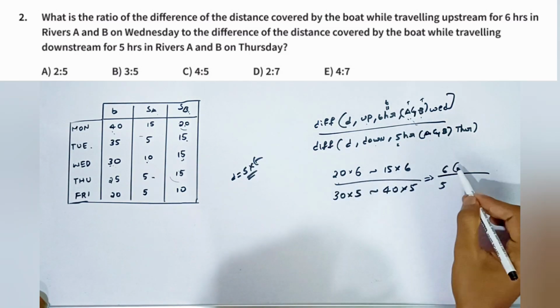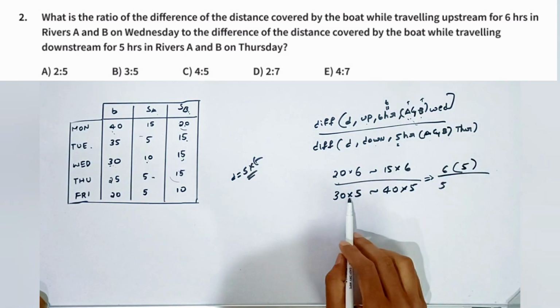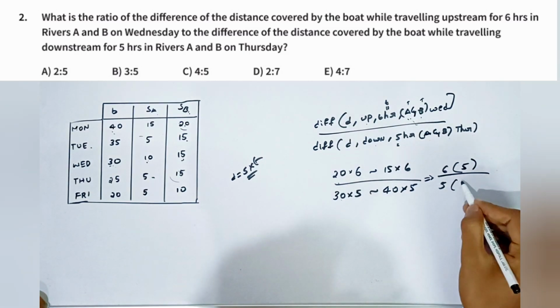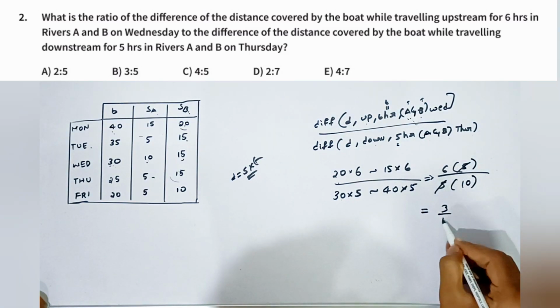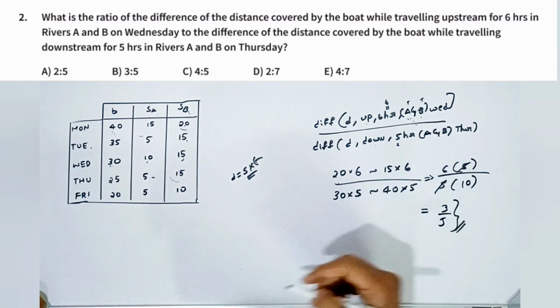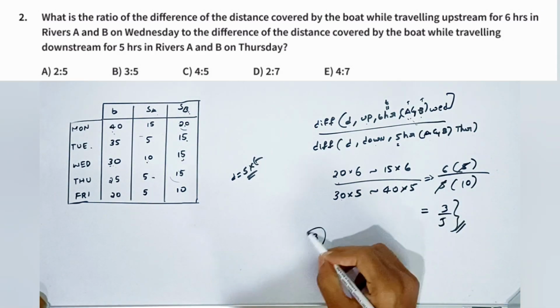So 20 minus 15 is 5. Okay, and here we have 30 minus 40 is nothing but 10. Okay, 5 cancel. We got 2 3s, 2 5s. So 3 by 5 is the answer. So here we can see the option B is the correct answer. See how simple it is.